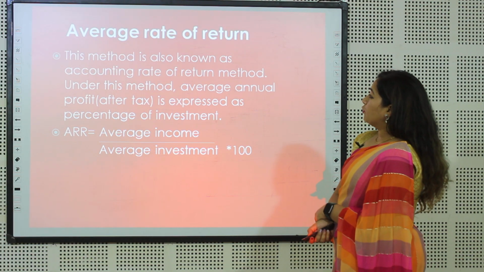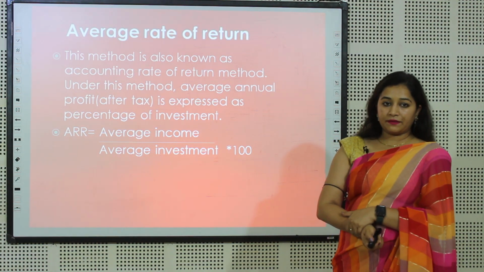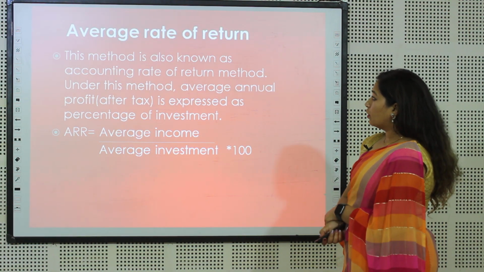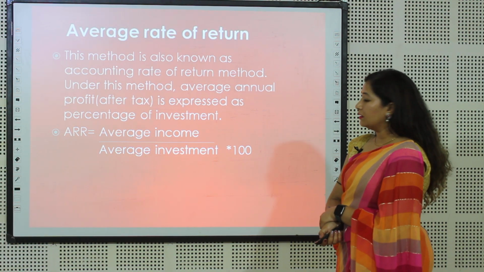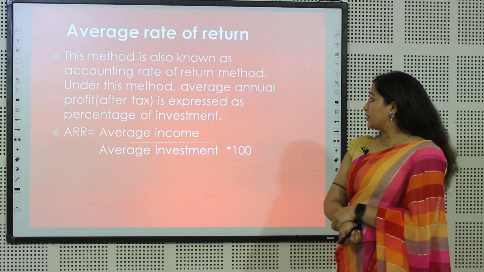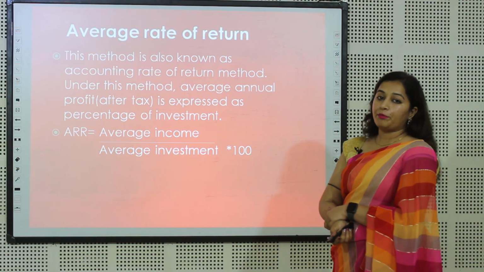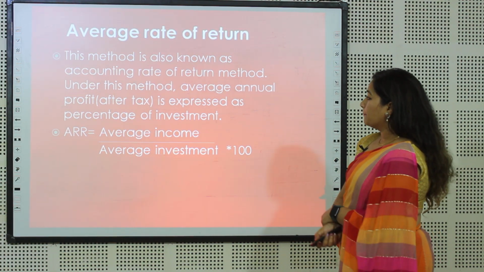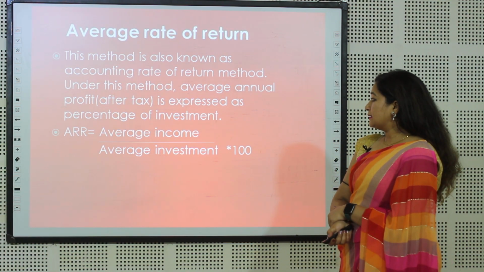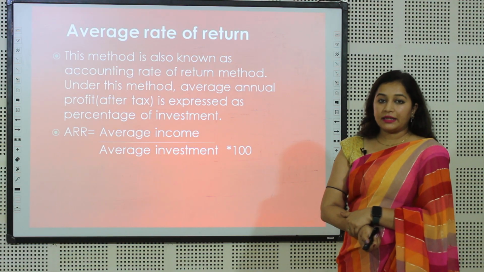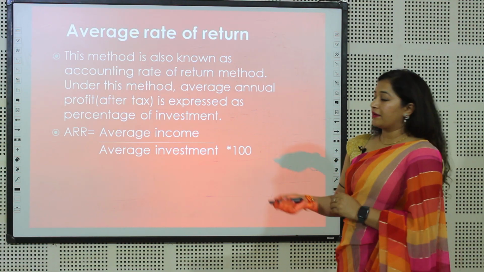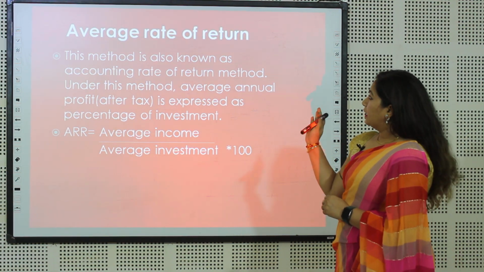Next is the average rate of return method. This is the last method of the traditional technique. This method is also known as the accounting rate of return method. Under this method, average annual profit after tax and after depreciation is expressed in the form of a percentage. Average rate of return is also known as the ARR method. The formula is average annual income after tax and depreciation upon average investment, multiplied by 100. So this is the formula to calculate average rate of return.